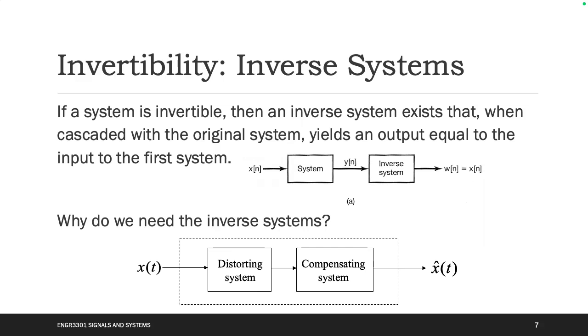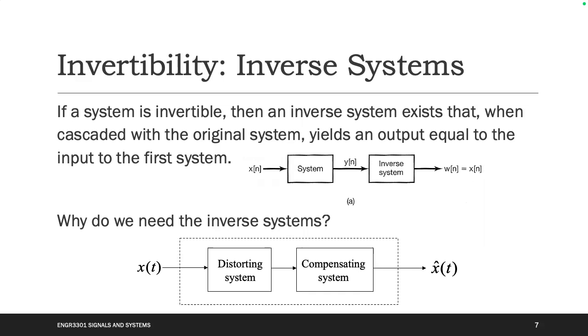Sometimes after a distorting system, you get some output, but it's so messed up, and then it goes through the compensating system. Then you get the original one. But remember, after the compensating system we get a signal that is very similar to the original one, but usually it will not be exactly the same. Does that make sense to you? Any questions so far?